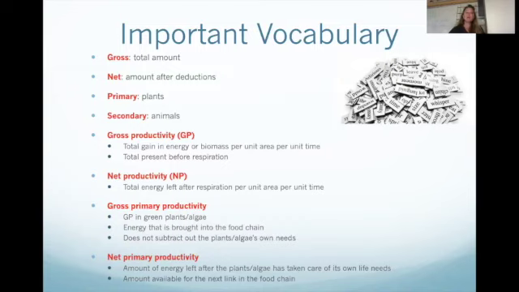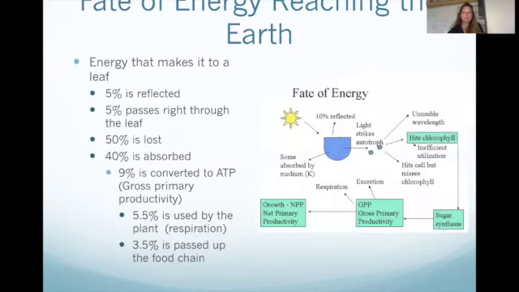Gross primary productivity is GP, or gross productivity, in green plants or algae. It's the energy that's brought into the food chain through photosynthesis, through the conversion of sun energy into sugar energy. And it does not subtract out the plant or the algae's own needs. Net primary productivity, or NPP, is the amount of energy left after plants and algae have taken care of their own life needs, after they've grown, after they've moved, after they've done whatever it is that they need to do. This is the amount available for the next link in the food chain.